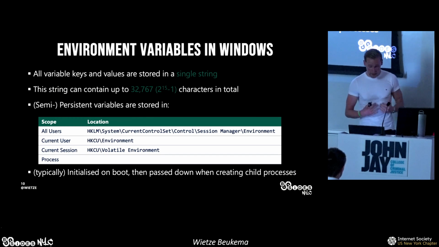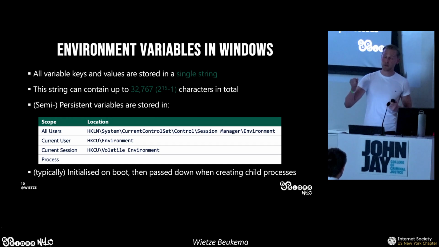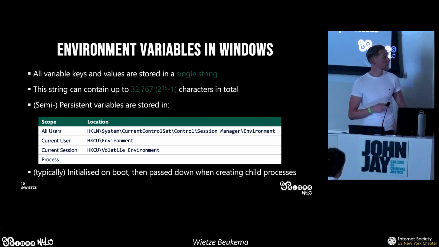Now, the most interesting thing, and this is where the DLL hijacking will come in, is the process level. Interestingly enough, environment variables are a global variable, but every process has its own table with environment variables. So every process knows what they are, but in theory, they could differ from process to process.